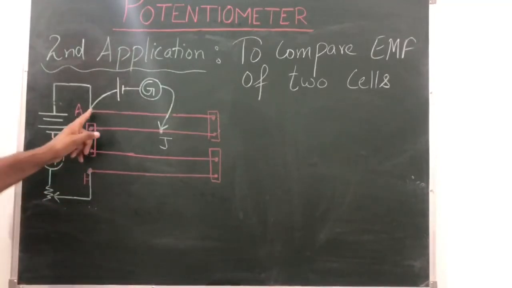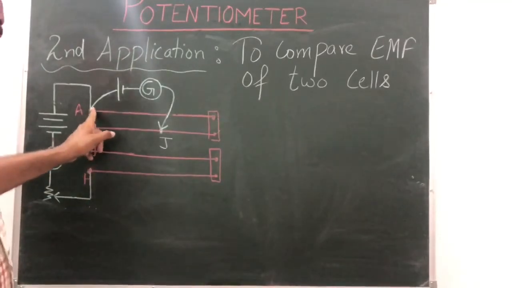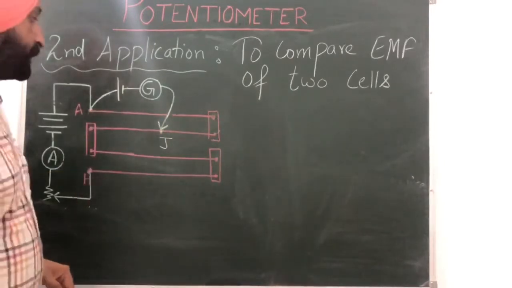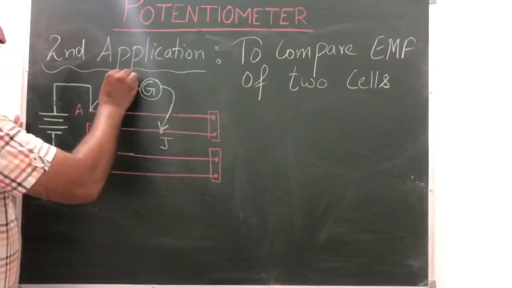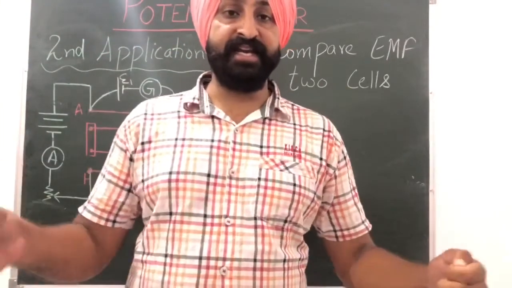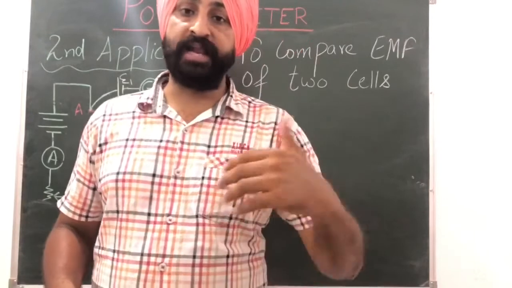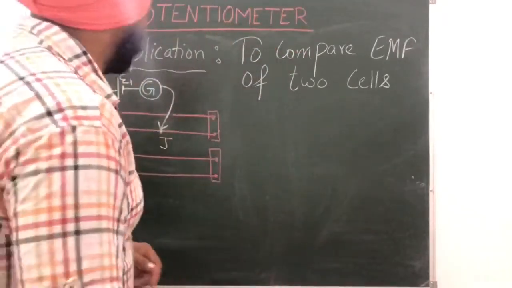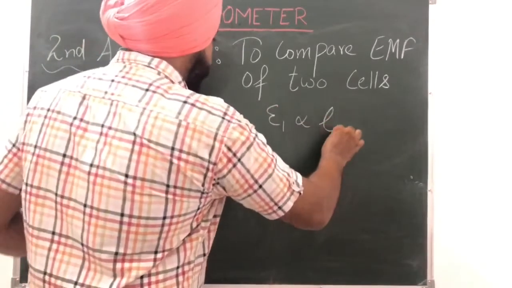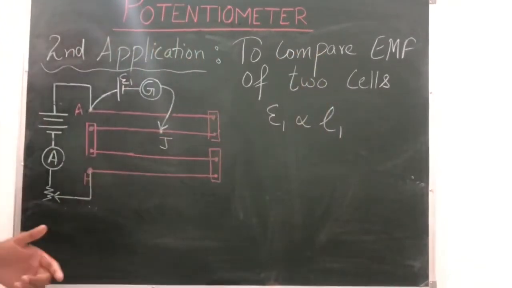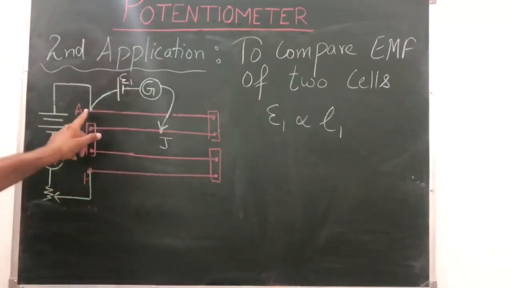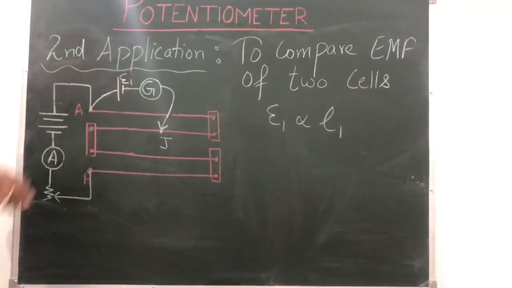So let the length of this wire from A to J be L1, and let the EMF of this cell be E1. As we know, the potential drop across any length of the wire is proportional to the length of that wire. So we will be writing E1 proportional to L1. Here L1 is the length of the balance point from the starting point, that is A.